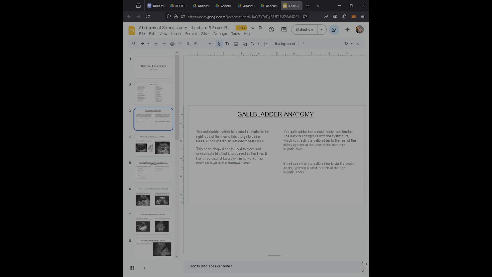Chyme that leaves the stomach causes the hormone cholecystokinin to be released by the duodenum, and this causes the gallbladder to contract. So bile will then flow from the gallbladder into the cystic duct and then into the common bile duct.